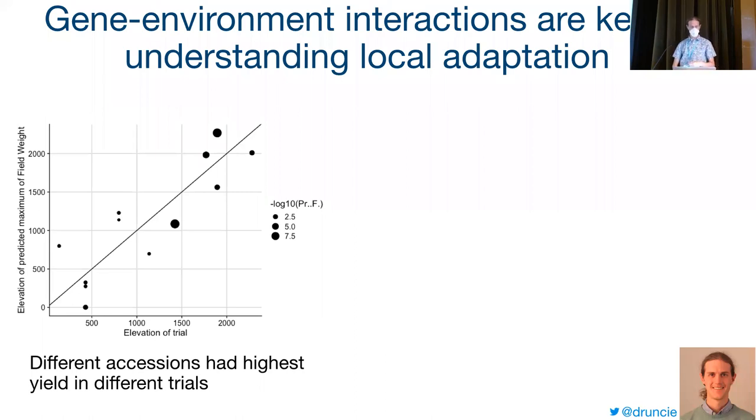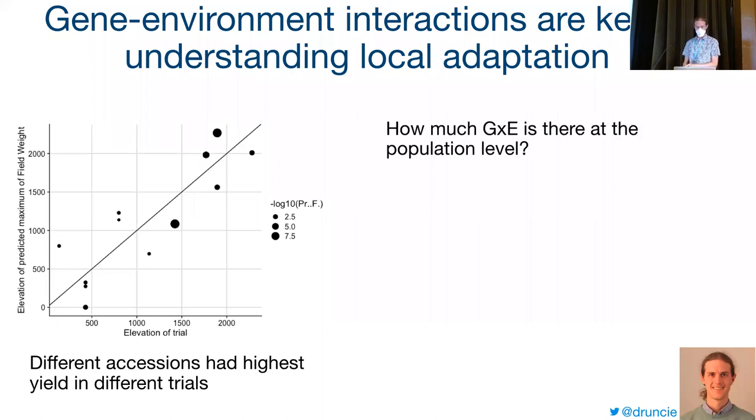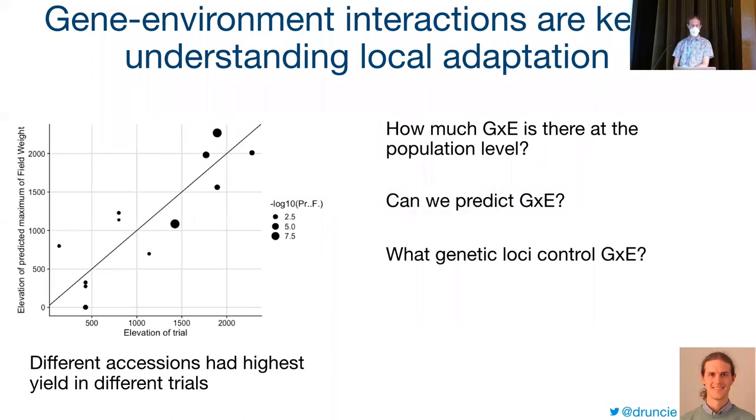So for the rest of the talk, I'm going to focus on how to measure, model, and characterize the genomic loci that control gene environment interactions. I'll start by asking how much G by E is there in this population? Can we predict that G by E? And what genomic loci control the G by E?